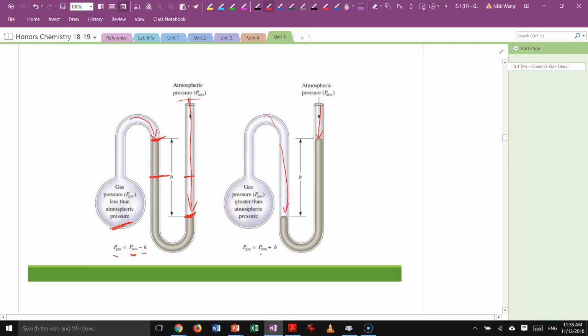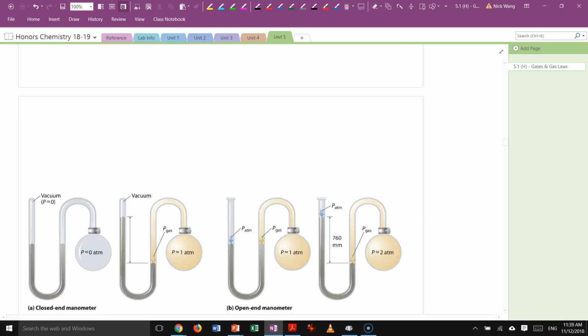So to figure that out, we take atmospheric pressure, and we add the height of this column of mercury right here to get the pressure of the gas that's inside there. So you're going to have to first look at the difference in pressures, look at the heights of the mercury, and then either add or subtract it depending on the problem.